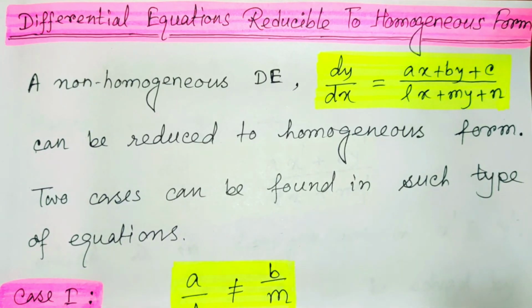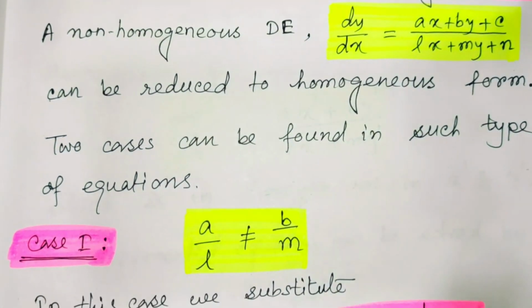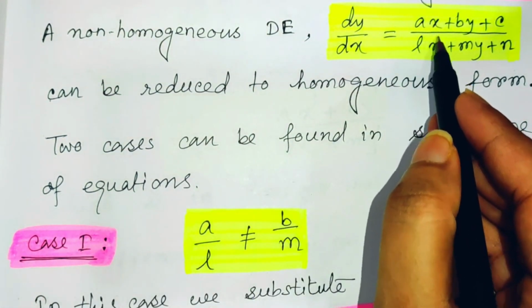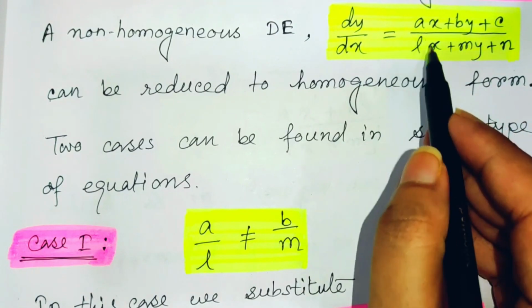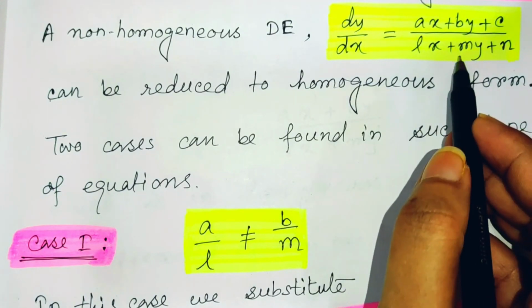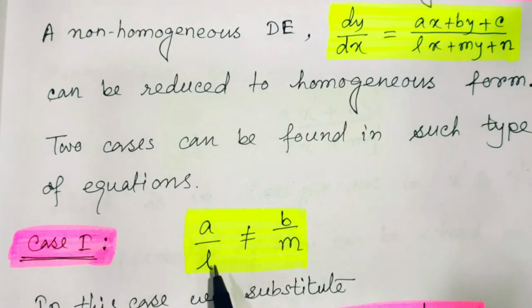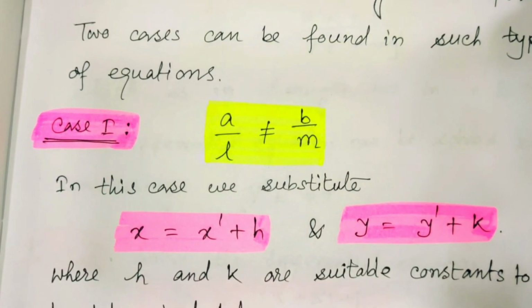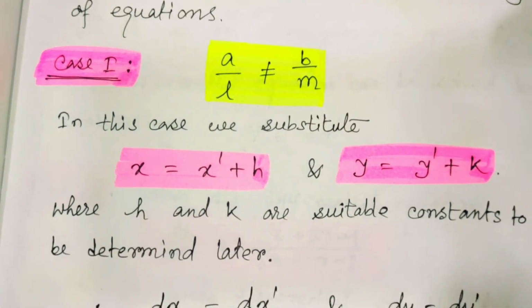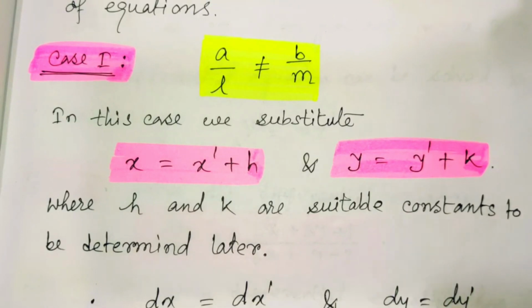There are basically two cases we can find out. If the equation is in this format, then the coefficients of x and y, the x coefficient is a by l and the y coefficient is b by m. So if these coefficient values are equal or not equal, there are two such cases. If a by l is not equal to b by m, then we can substitute x is equals to x dash plus h and y is equals to y dash plus k, where h and k are suitable constants to be determined later on.